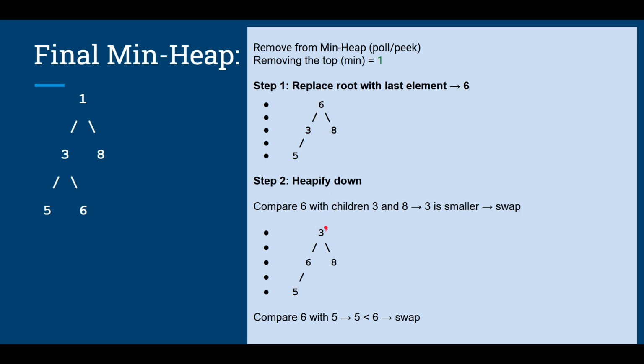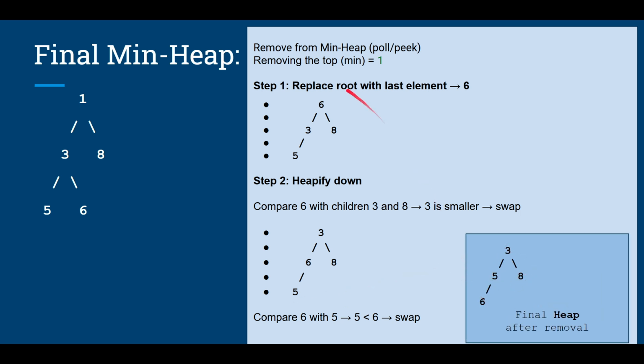So we see that 3 is up now, and 6 and 8 will keep remaining like that. Now we'll check 5 and 6, which one is smaller. 5 will go up and 6 will come here. Are you understanding, right? So finally we have 3, 5, 8 and 6. Once you remove the top element, that is 1, you have to do the heapify internally, and once you do the heapify, you will have the final heap after removal.